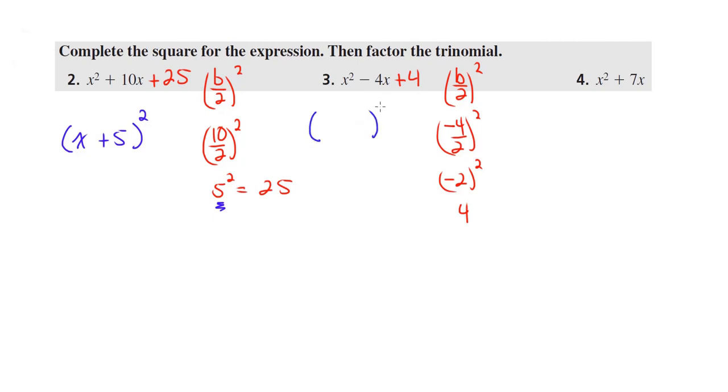And since the middle is negative, this is an a minus b squared. So once again, x squared comes from x. And where did 4 come from? Well, what did we get when we did b divided by 2? We got negative 2. So it is x minus 2 squared.